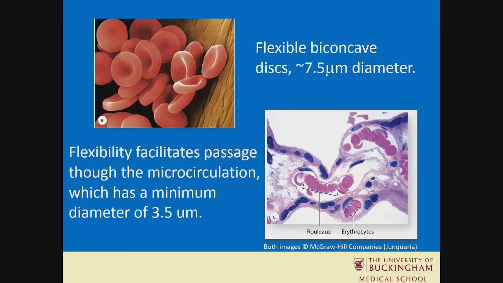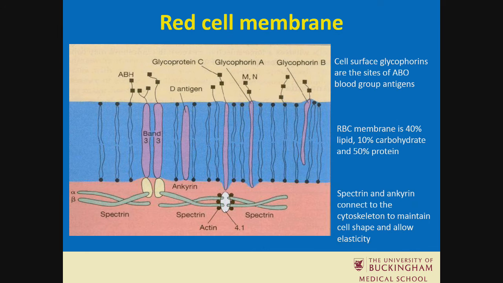So they have to get through microvasculature, which is a narrower diameter than the size of the cell. So they've got to fold, got to bend, got to deform. And so, therefore, the red cell membrane is incredibly important.